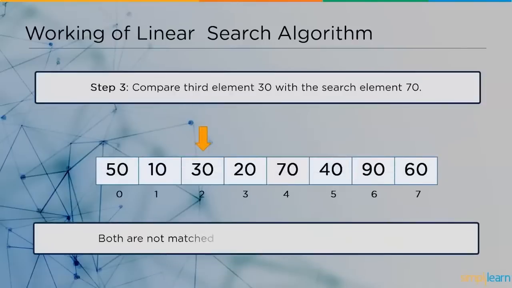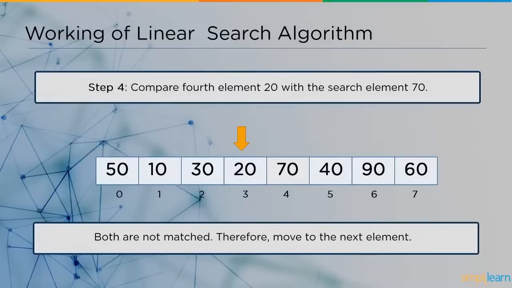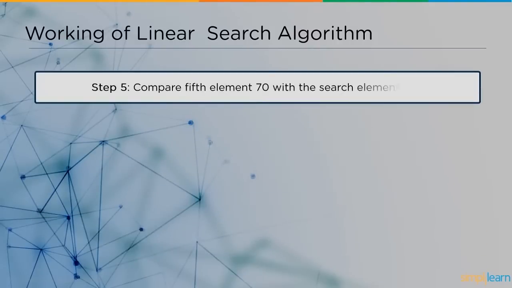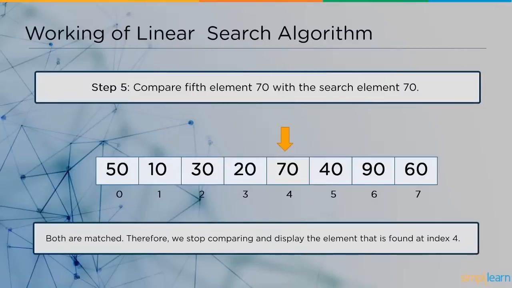Then we have the element 30 as the next comparison, and 70 and 30 do not match. We have the next element, that is 20, in the fourth phase, and there is no match when we compare 20 with 70. Moving on to the following stage, we have the data element 70, and after comparing 70 with the search element, there is a match. We will now display the index as 4, and this index contains the searched element. We can now comprehend the pseudocode of the linear search algorithm after learning the working terminology of the linear search algorithm.